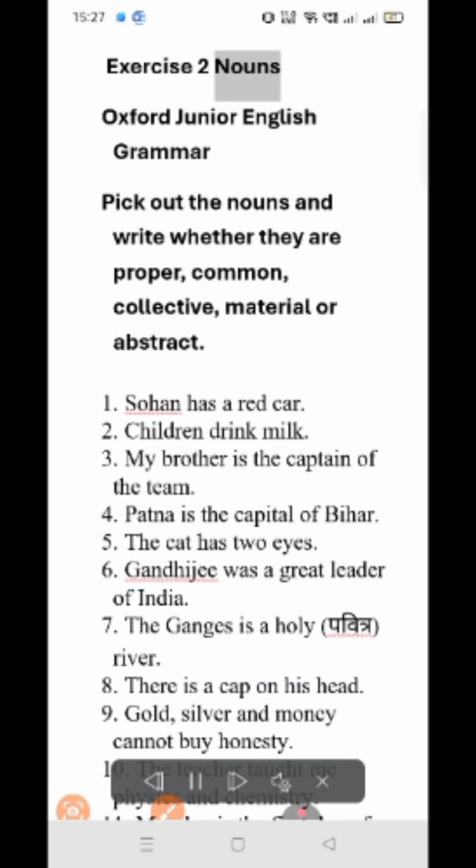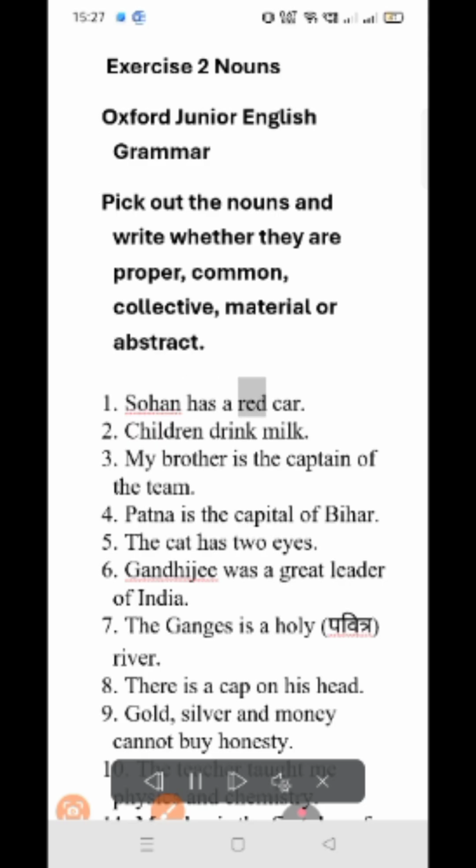Exercise 2, Nouns. Oxford Junior English Grammar. Pick out the nouns and write whether they are proper, common, collective, material, or abstract.